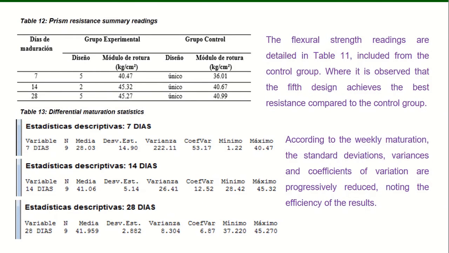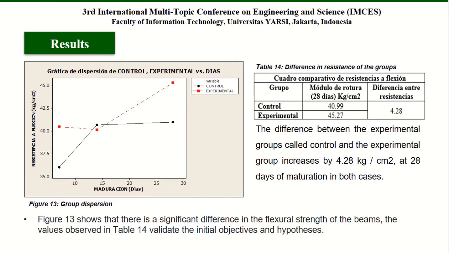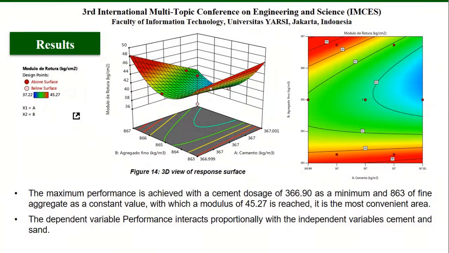Here we have the flexural strength readings that are detailed, including the control group, where it is observed that the fifth design achieves the best resistance compared with the control group according to the weekly maturation. We also have this graphic which shows the group dispersion and the difference in resistance between groups. As a result, the maximum performance is achieved with a cement dosage of 366.90 as a minimum, 863 of thick aggregate as a constant value, with which a modulus of 45.27 is reached in its most convenient area.